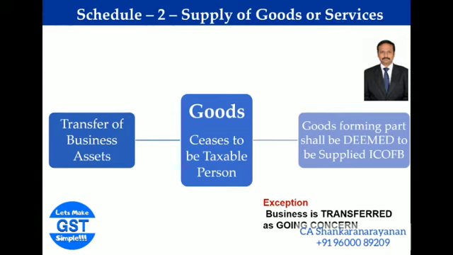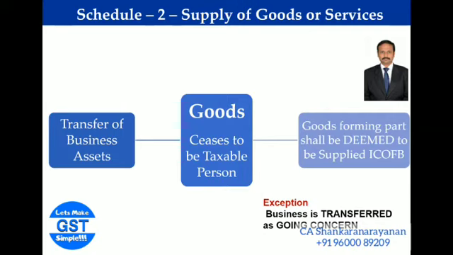If you are transferring asset and liabilities as a going concern, even though you are transferring the assets also which are part of the business, it will not be deemed to be a supply. You don't have to pay GST. This is why in amalgamation, merger, demerger, in all these cases, if it is transferred as a business, we don't have to pay GST.